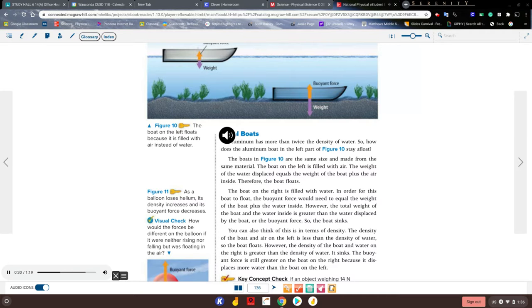In order for this boat to float, the buoyant force would need to equal the weight of the boat plus the water inside. However, the total weight of the boat and the water inside is greater than the water displaced by the boat, or the buoyant force. So, the boat sinks. You can also think of this in terms of density. The density of the boat and air on the left is less than the density of water, so the boat floats. However, the density of the boat and water on the right is greater than the density of water. It sinks. The buoyant force is still greater on the boat on the right because it displaces more water than the boat on the left.